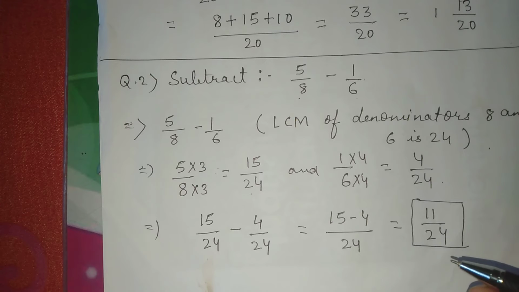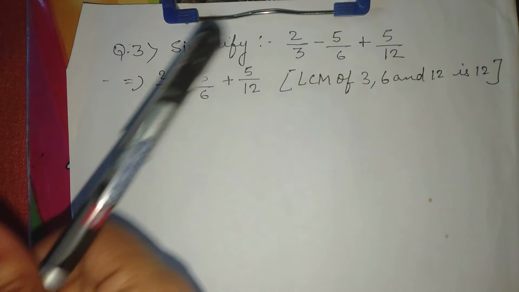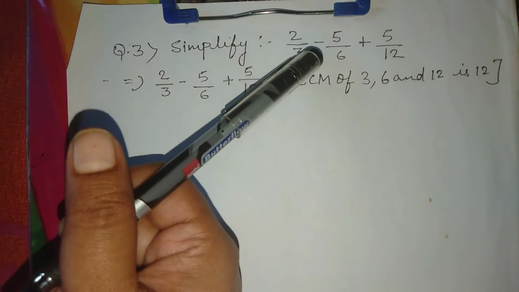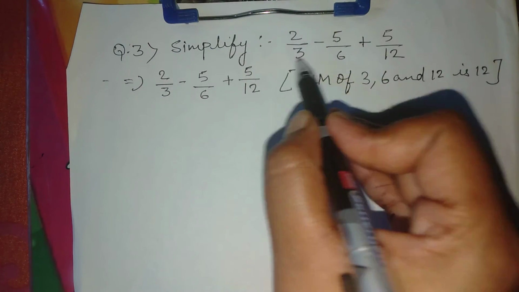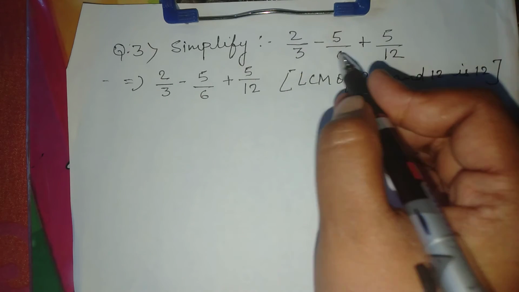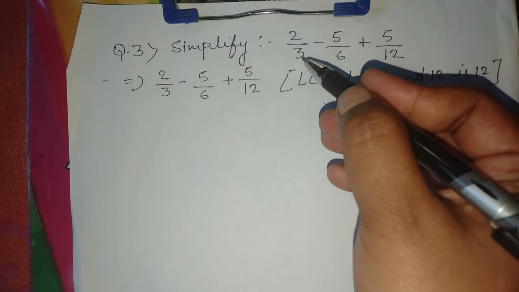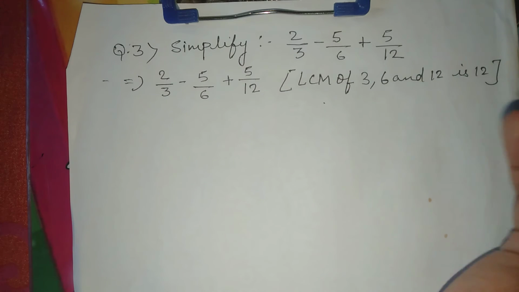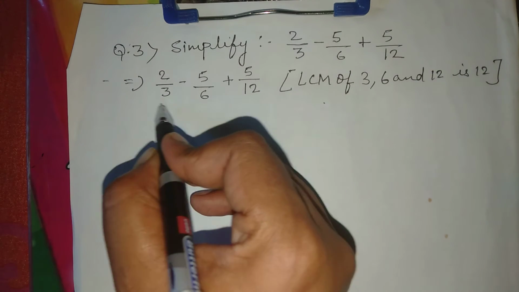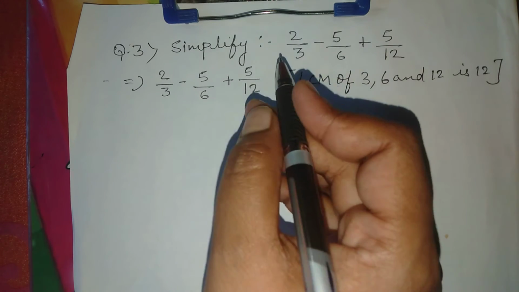Okay, now we'll see simplify. So children, our next question is simplify. We have to simplify 2 by 3 minus 5 by 6 plus 5 by 12. Again we will check that all the denominators are different. So first we have to take out the LCM. So the LCM of 3, 6 and 12 is 12. Okay, so now we have to convert all the denominators to 12. Okay, let's start.